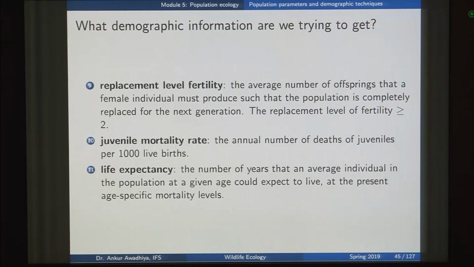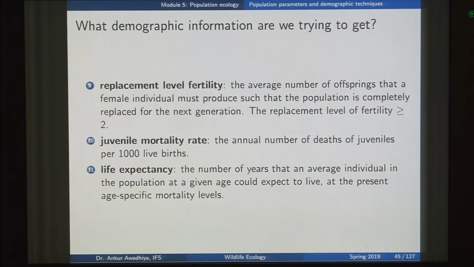Or juvenile mortality rate, number of deaths of juveniles per 1000 live births. Or life expectancy, the number of years that an average individual in the population at a given age could expect to live at the present age specific mortality levels. So, what is the life expectancy of your animal?